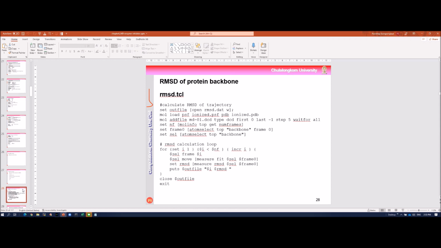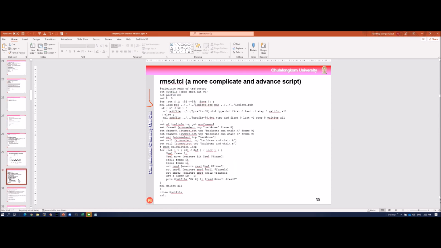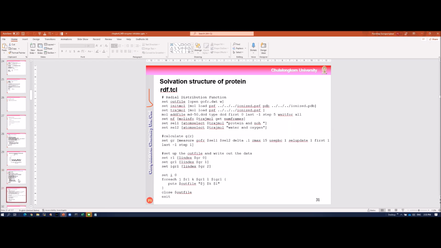Okay, this is a TCL script. We will do it later. Let's wait until we get the trajectory. This is an RMSD plot. This is solvation RDF.